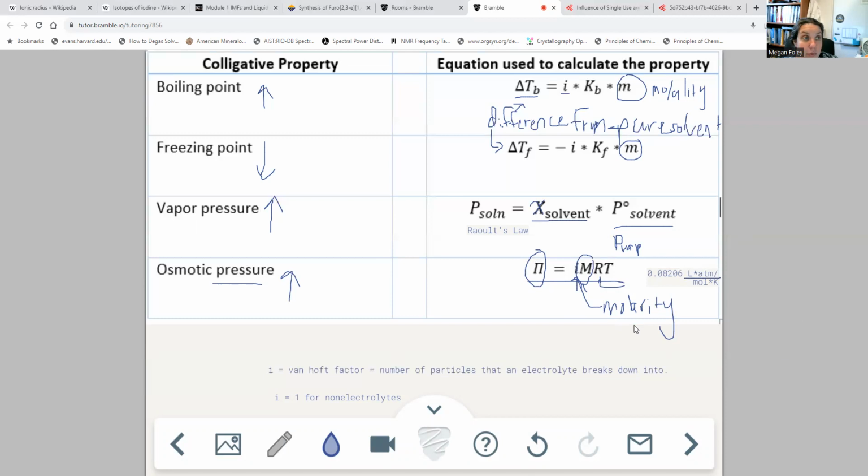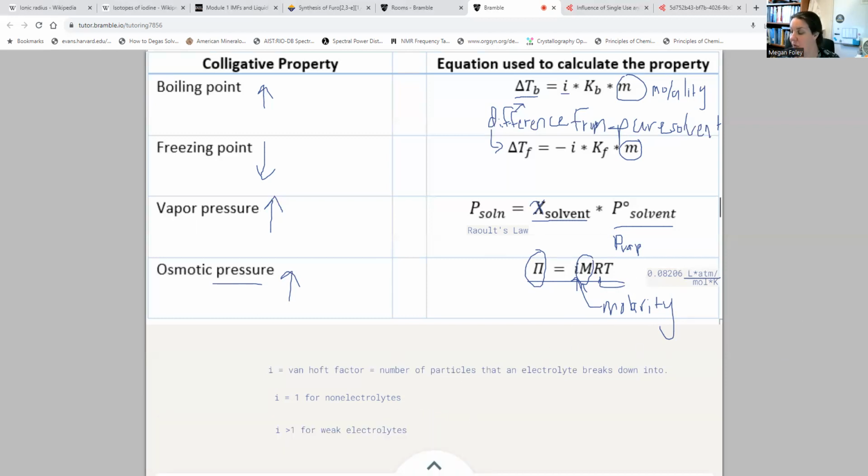So that's the R constant that we're going to be using for this one because we're talking about pressure. So we use the gas constant for pressure, or the gas constant that includes pressure.